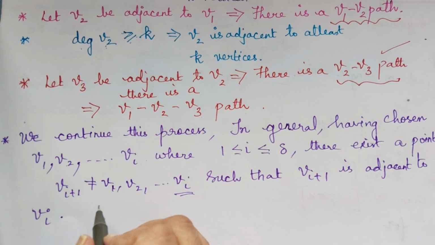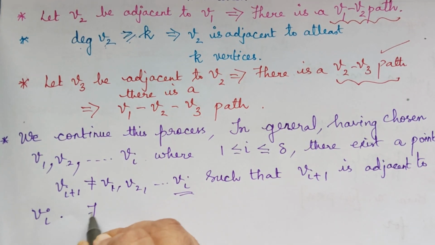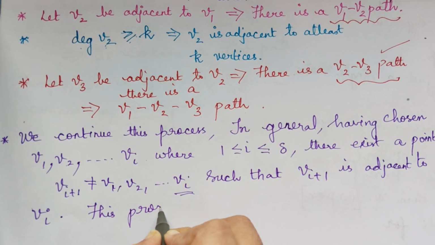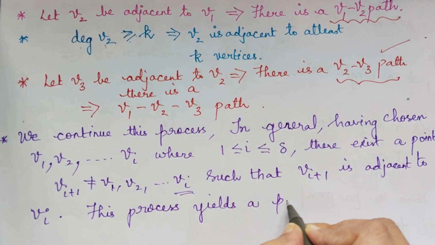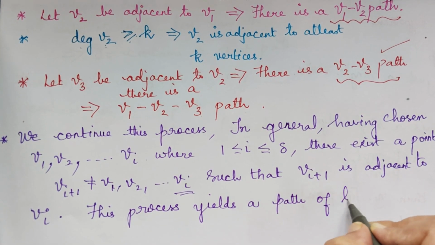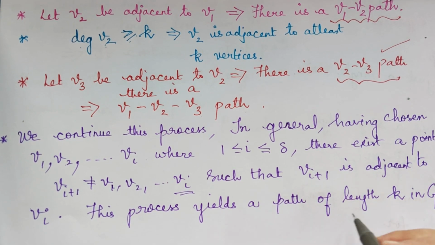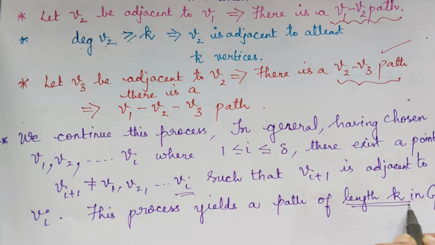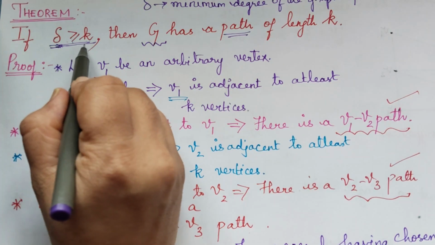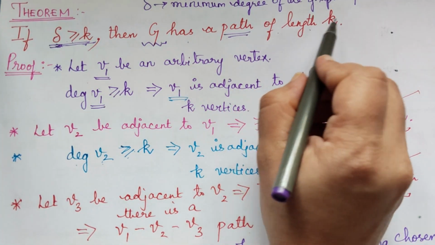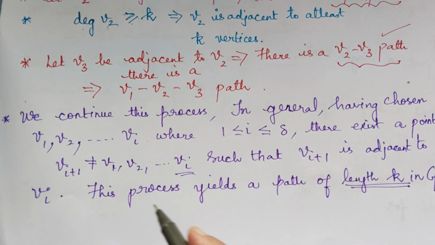So what does now happen? This process yields a path of length k in this graph G. Therefore we have obtained a path of length k. So whenever we have the minimum degree greater than or equal to a positive integer k, then G has a path of length that positive integer. So that is the theorem, and hence we have proved the theorem.